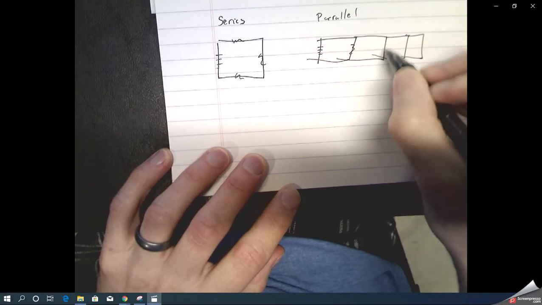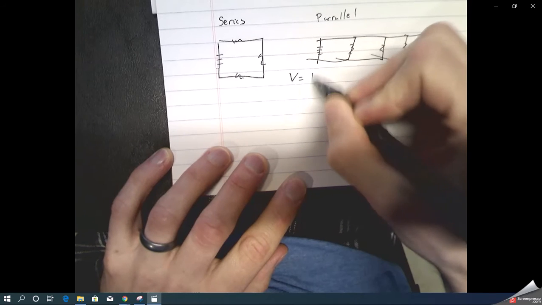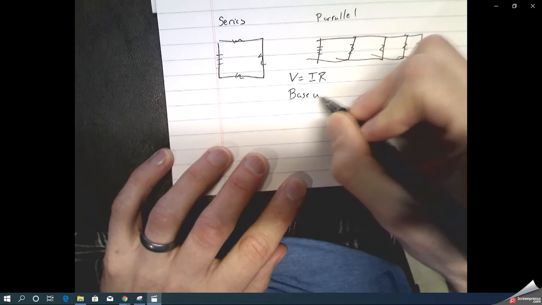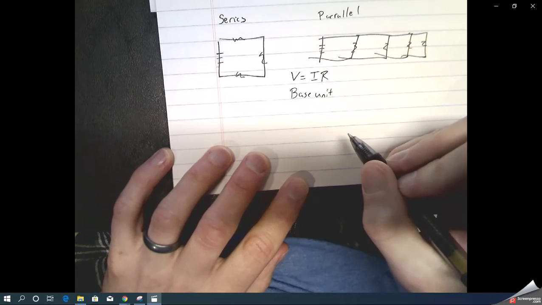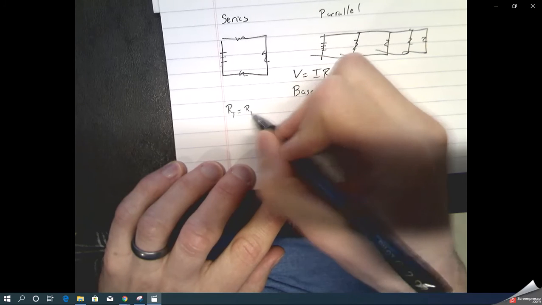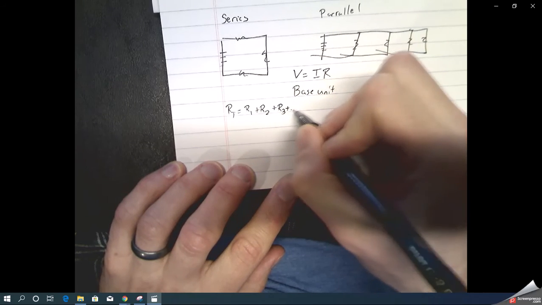Series circuit is just straight through. Parallel has all the different paths in parallel. You're looking at Ohm's law, so V equals IR: the total voltage equals total resistance times total current. If you're going to do calculations, try to keep it in base units, unless you know better than that. In a series circuit, total resistance is the sum of all the resistors.